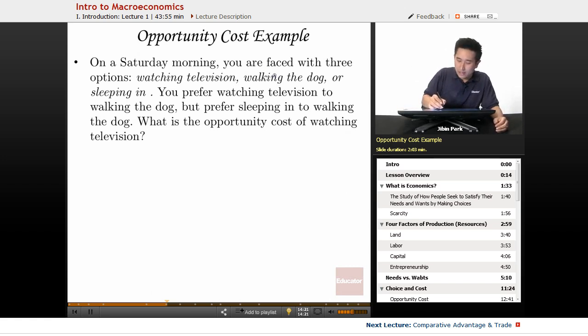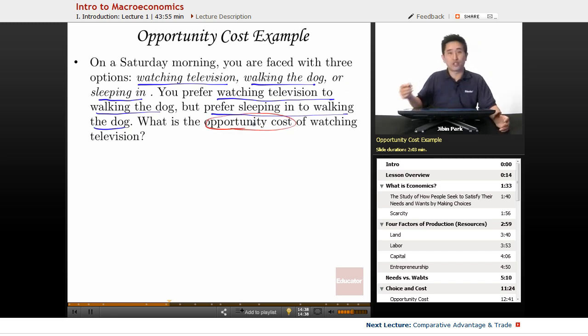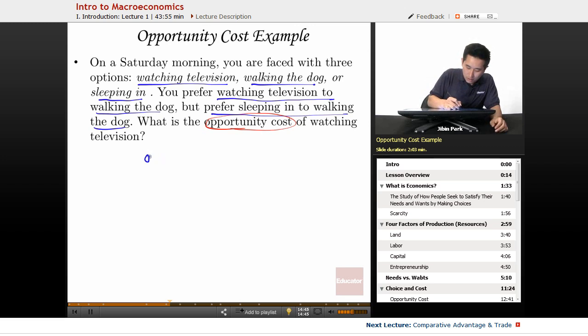Let's say on a Saturday morning, you're faced with 3 options: watching TV, walking the dog, or sleeping in. All pleasant activities on a Saturday morning. You prefer watching TV to walking the dog, but you prefer sleeping in to watching TV. So what is the opportunity cost of watching television? Well, you have to understand, again, the definition for opportunity cost. So let's rewrite the definition. Opportunity cost is the next best alternative.